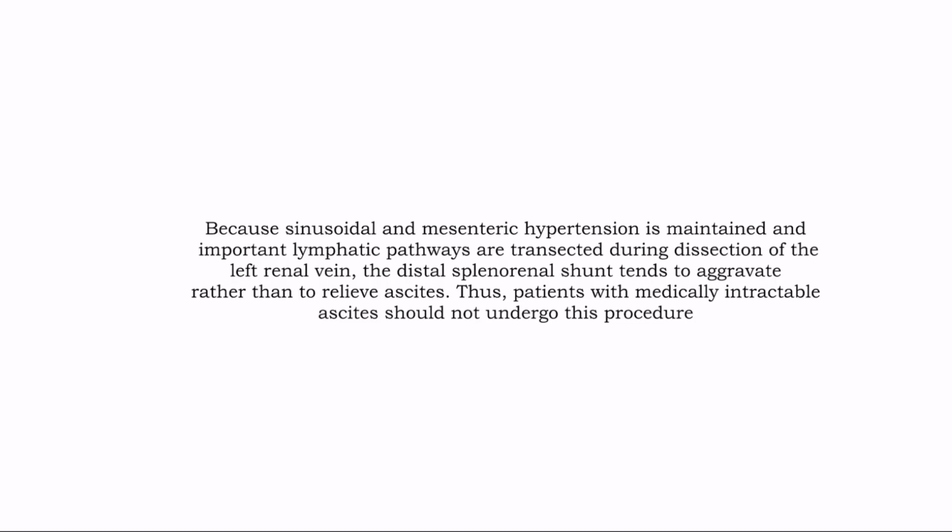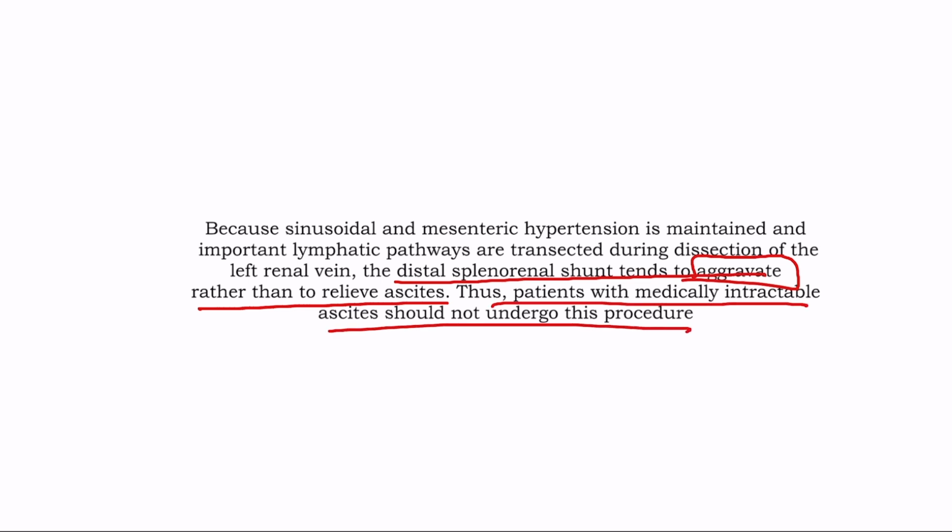Which shunt must be avoided in intractable ascites? Because sinusoidal and mesenteric hypertension is maintained and important lymphatic pathways are transected during dissection of the left renal vein, the distal splenorenal shunt tends to aggravate rather than to relieve ascites. Thus, patients with medically intractable ascites should not undergo this procedure.